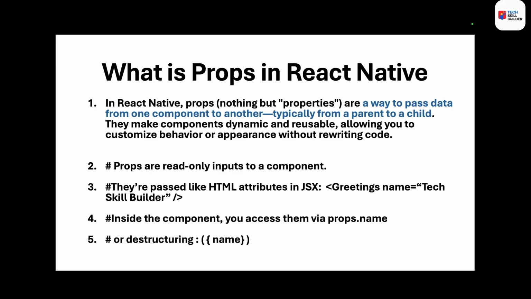Props are read-only inputs. For example, if you send a value as a name, Tech Skill Builder, you cannot change it in the child component. They are passed like HTML attributes in JSX. Like in this example, greeting, we are sending the name Tech Skill Builder. Again, we will see in our code how it will work. Inside the component you can access them via props.name or by destructuring, in brackets, name.